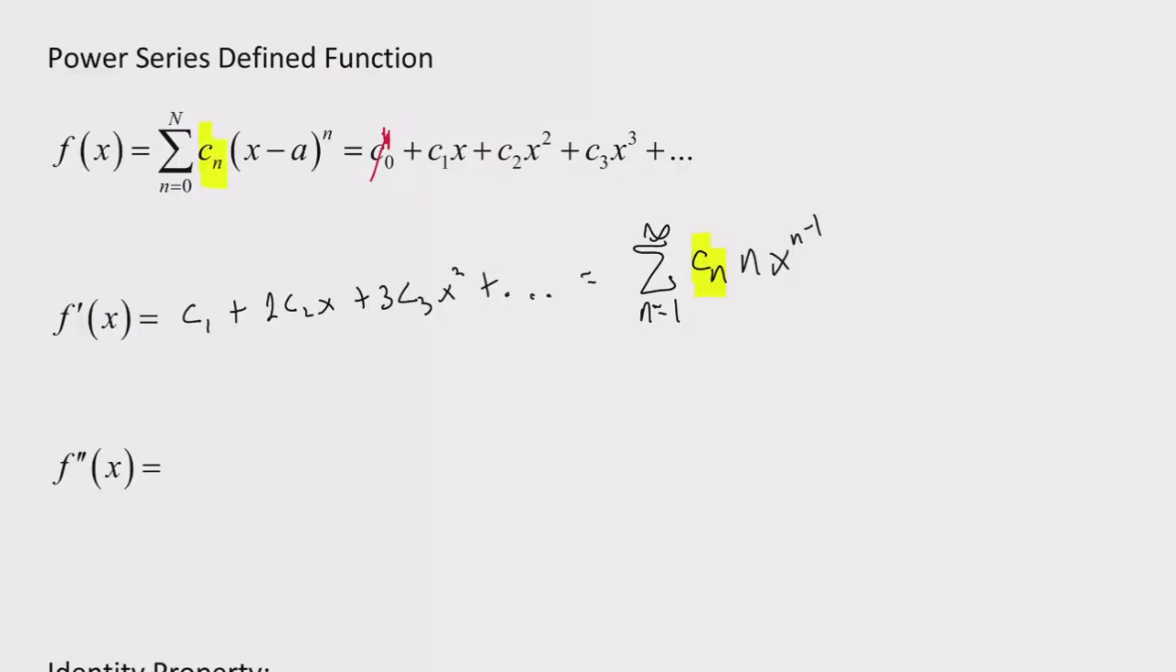Okay. Then we jump to the second derivative. The derivative of c1 is going to be 0, and then I'm going to be left with 2c2, and then I'll pull down the 2, so 3 times 2, c3x plus dot dot dot. And yes, I know 3 times 2 is 6, but I'm purposely writing it like that.